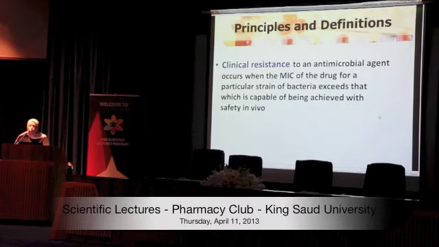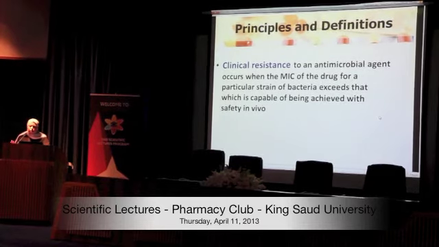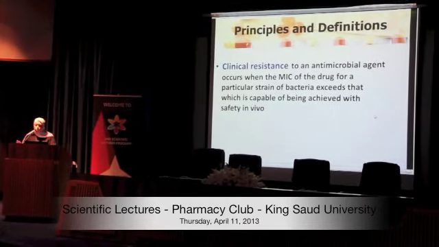Clinicians call an organism resistant when the MIC, or minimum inhibitory concentration of the drug for a particular strain, exceeds what is capable of being achieved with safety in vivo. Minimum inhibitory concentration: when the serum level of the antibiotic needed becomes toxic in our blood, that's when the clinician calls this organism resistant to this antibiotic.